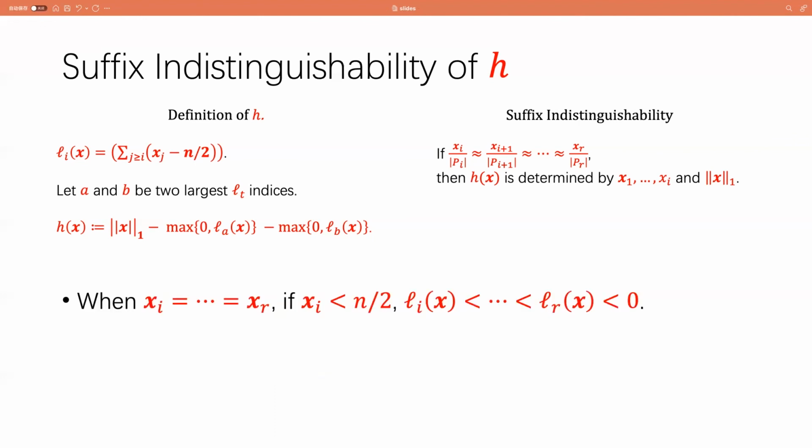Another case is when they are all smaller than n'/2, and in this case, all the L values for indices larger than i are 0. So no matter whether A and B are among them or not, these L values do not affect the h values, which implies that the function still satisfies suffix indistinguishability. So we can see in both cases, the function has the property we want. And this concludes the main idea behind our construction.